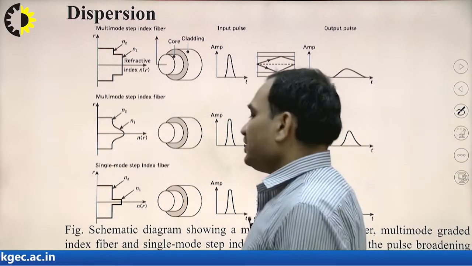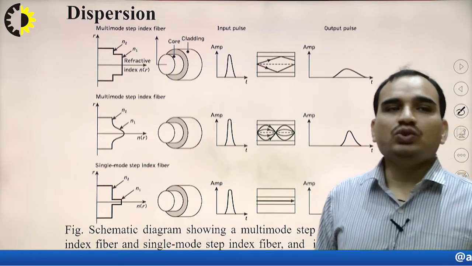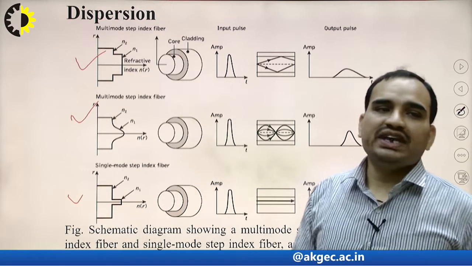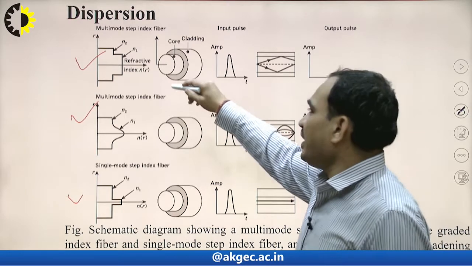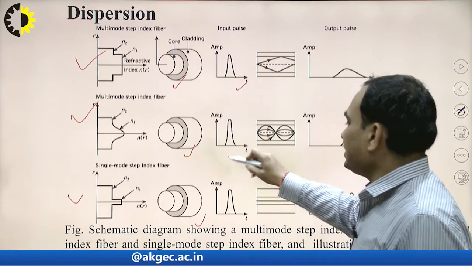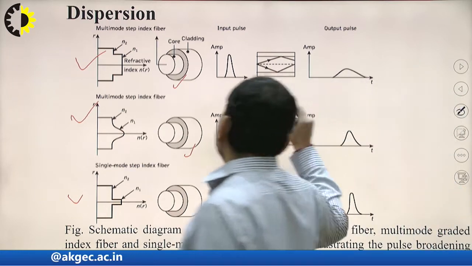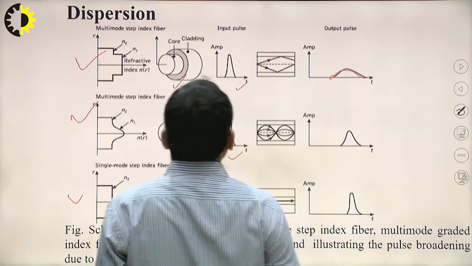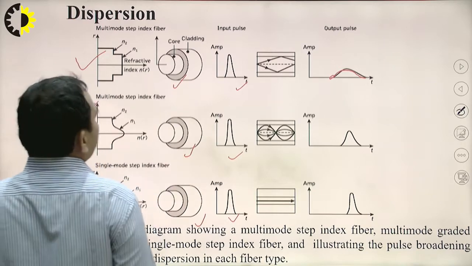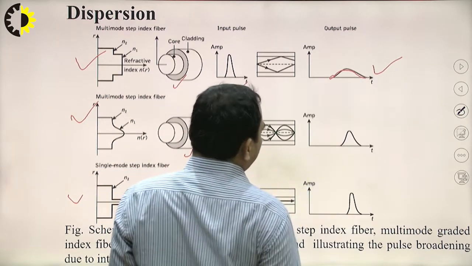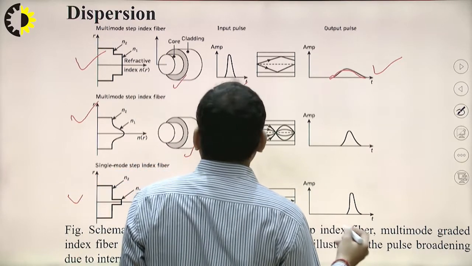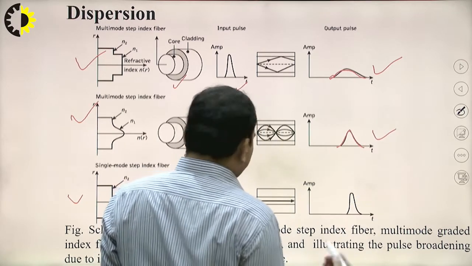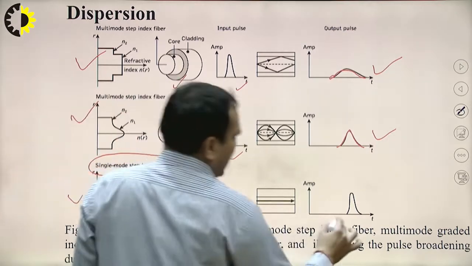So here is the effect of dispersion for different fibers, that is a multi-mode step index fiber, multi-mode graded index fiber, and single mode step index fiber. As we can see, all these fibers are fed with narrow width pulses traveling through the fiber, and at the receiver side we get the dispersion effect, meaning the pulse broadening. The maximum broadening can be observed in the multi-mode step index fiber, intermediate broadening in the multi-mode graded index fiber, and very little broadening in the single mode step index fiber.